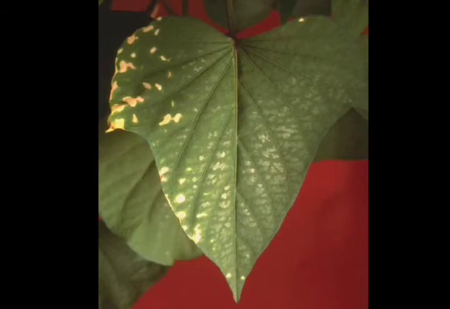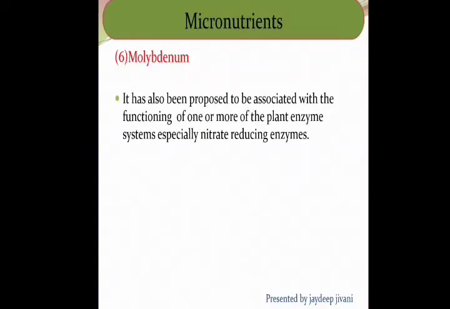So this is the deficiency that occurs in citrus fruit. At that time, this type of yellow spot will be observed on the leaves. So this is all about the function of molybdenum and which type of symptom its deficiency causes in the plant. So this is all about molybdenum.